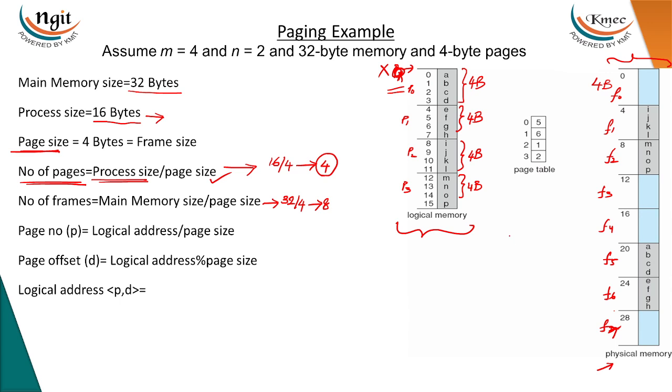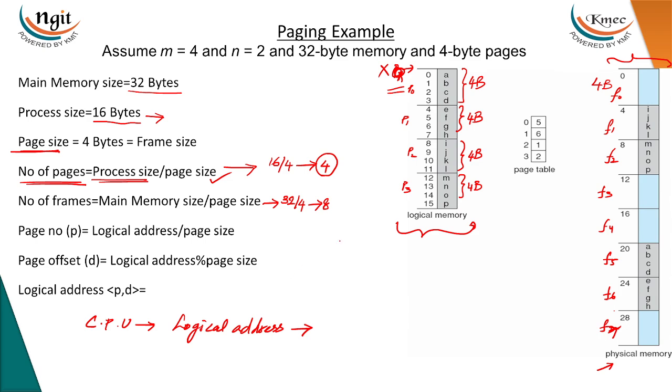Now we need to map page number to frame number. So what will the CPU do? The CPU will generate a logical address of the process. What is meant by logical address? Suppose the process has 16 bytes.